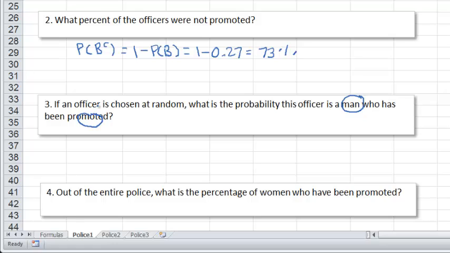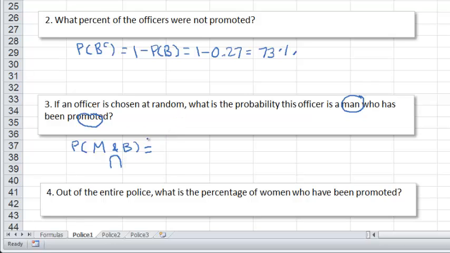So there are two conditions here, and we want to know the probability the officer chosen meets these two conditions. So what we're trying to get is a joint probability. The officer chosen is a man, and also he has been promoted. So probability of M and B. Now this symbol, of course, means the intersection, M intersection B. It's just that "and" is easier to type, so we're going to just use "and" instead of this little symbol.